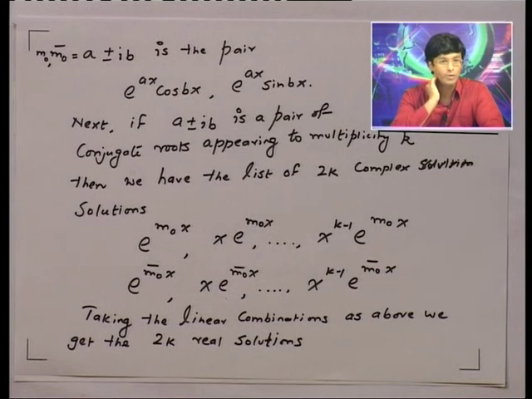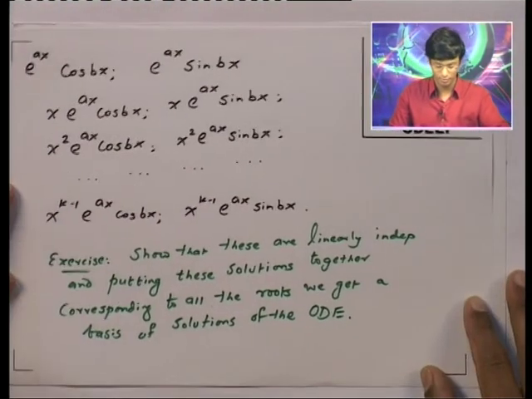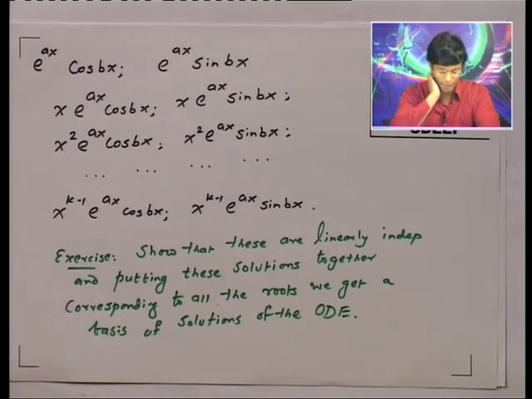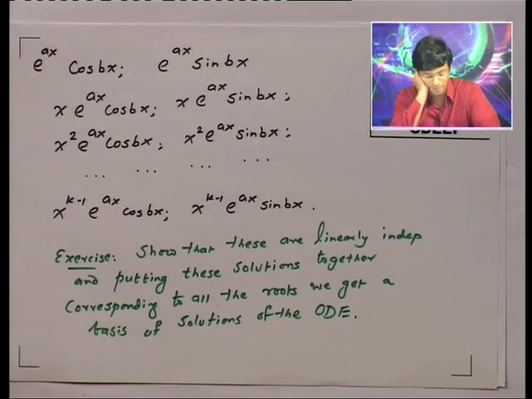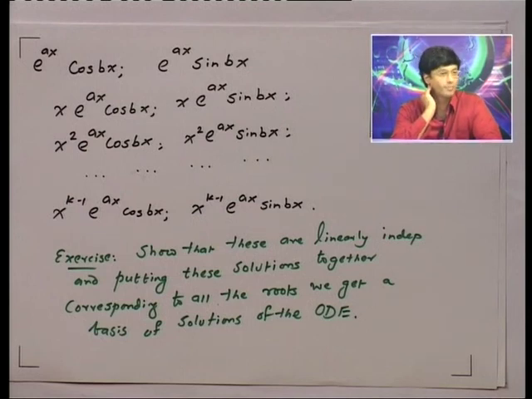a plus ib is a root of multiplicity k, a minus ib is a root of multiplicity k. So all in all we have 2k roots and I have to produce 2k solutions. And what are those 2k solutions? Here it is: e to the power ax cos bx, e to the power ax sin bx, x e to the power ax cos bx, x e to the power ax sin bx, x square e to the power ax cos bx, x square e to the power ax sin bx, etc., x to the power k minus 1 e to the power ax cos bx, x to the power k minus 1 e to the power ax sin bx, correct?